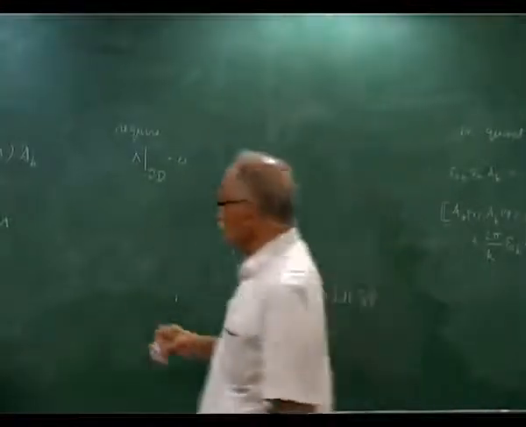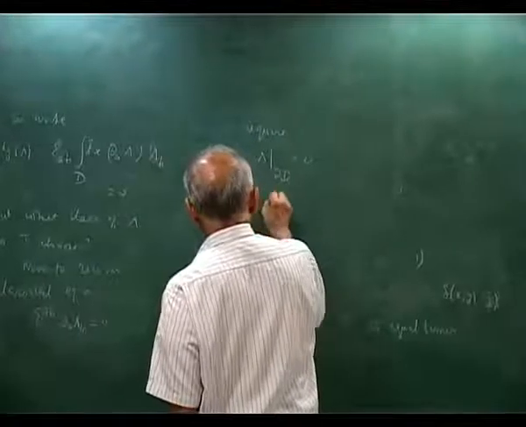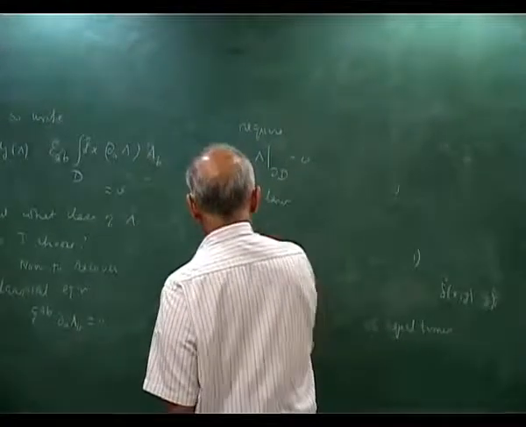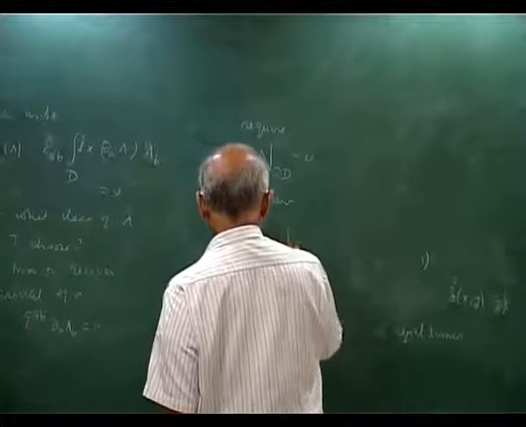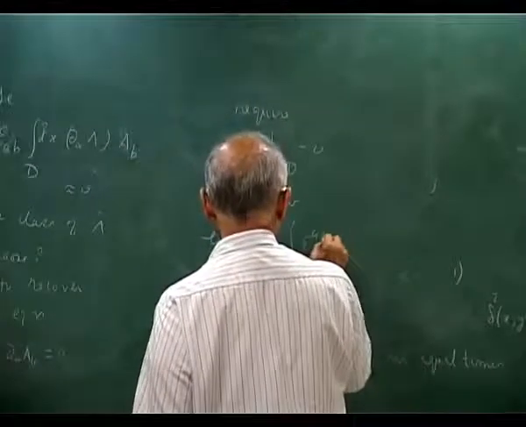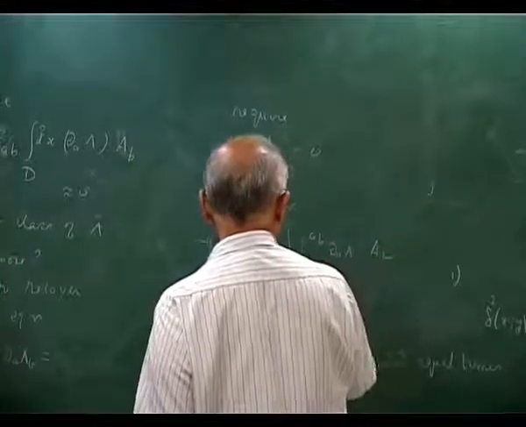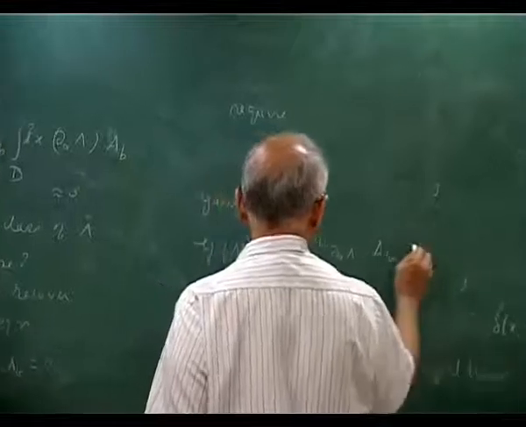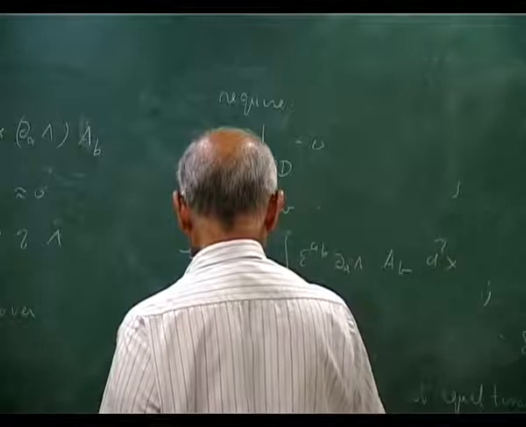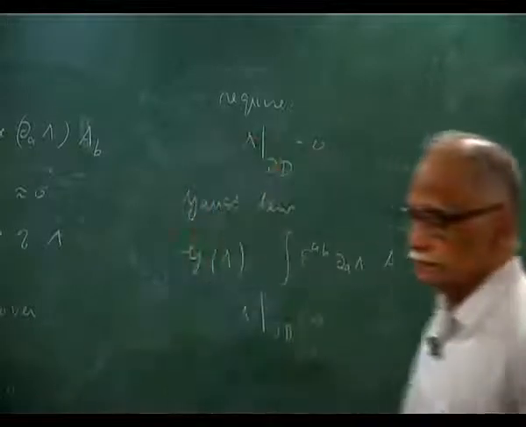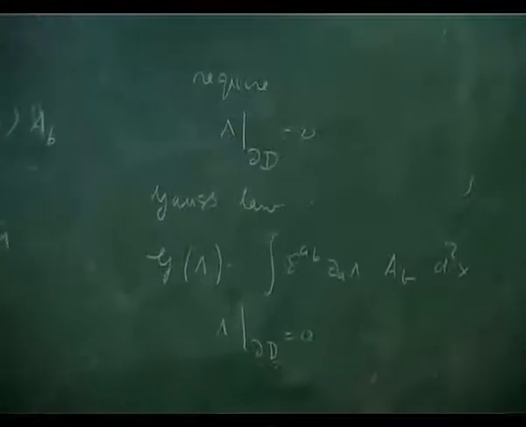So the Gauss law is the following thing, which I will call G of lambda: epsilon AB dA of lambda AB, integrated with d2x, where lambda vanishes at the boundary. We put some condition on lambda at the boundary.